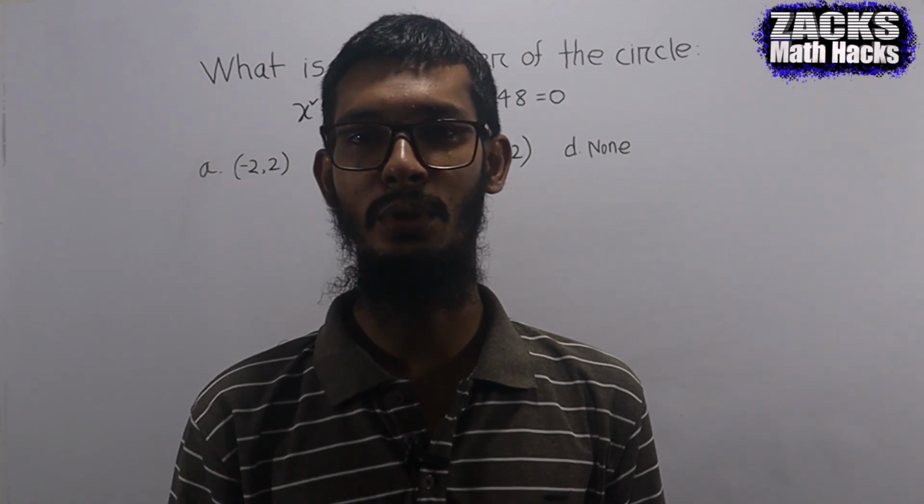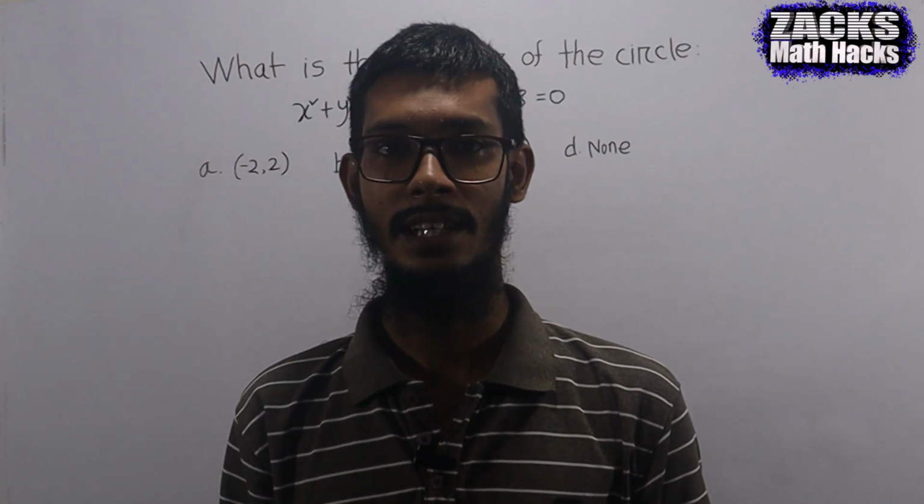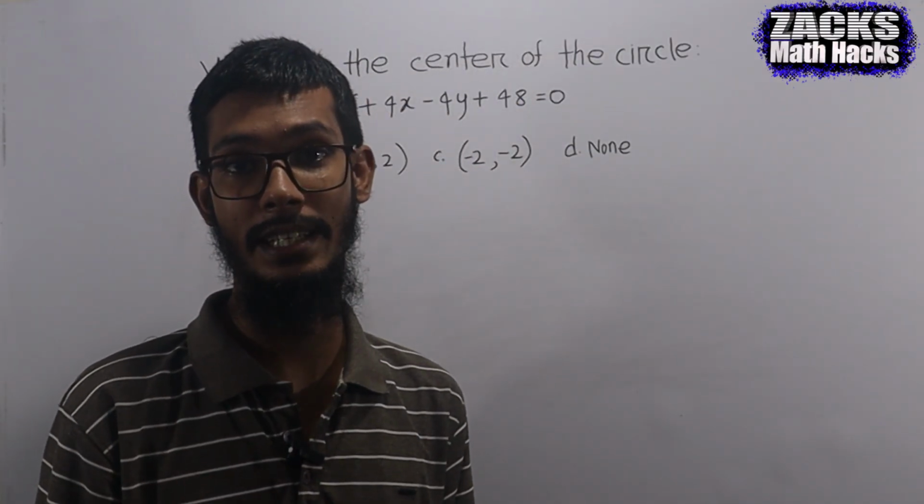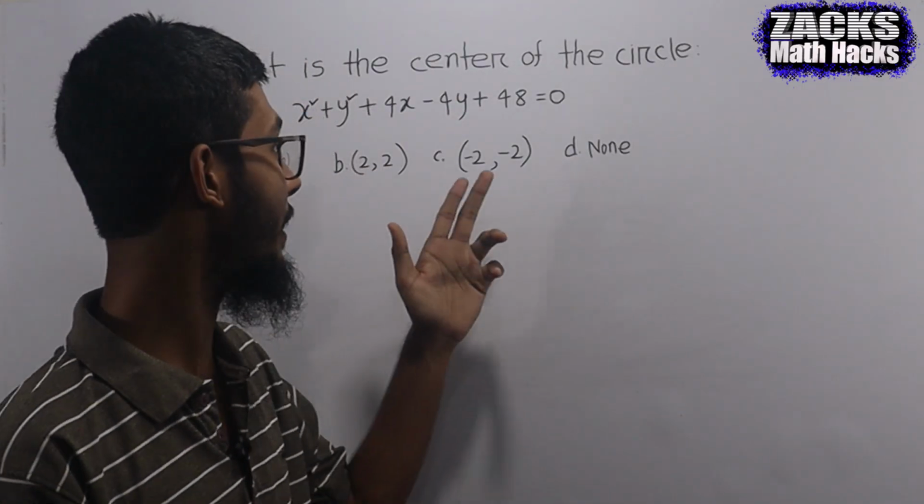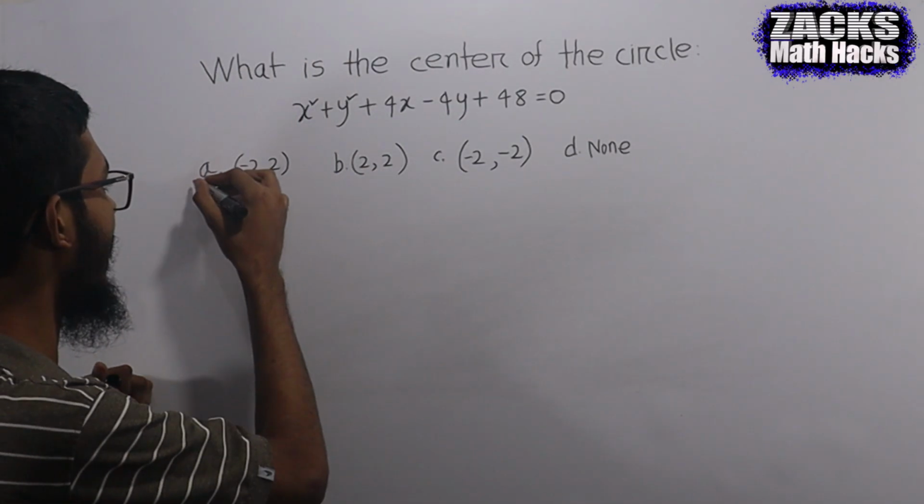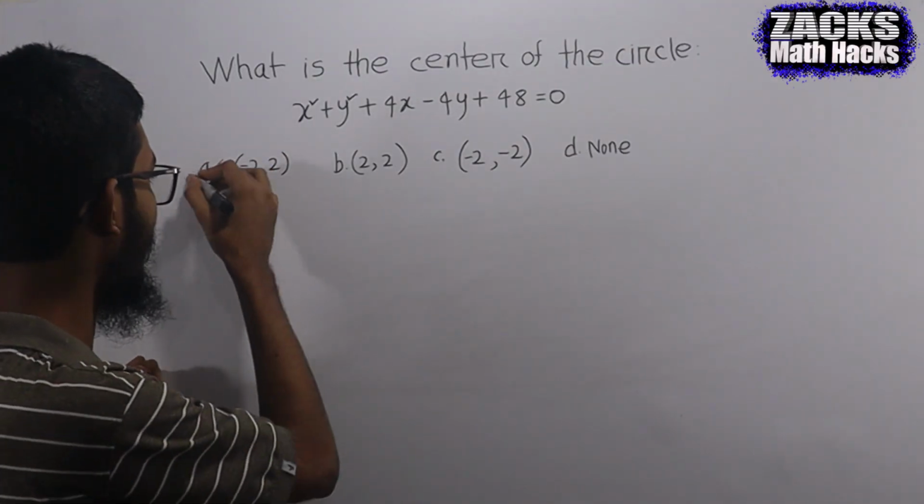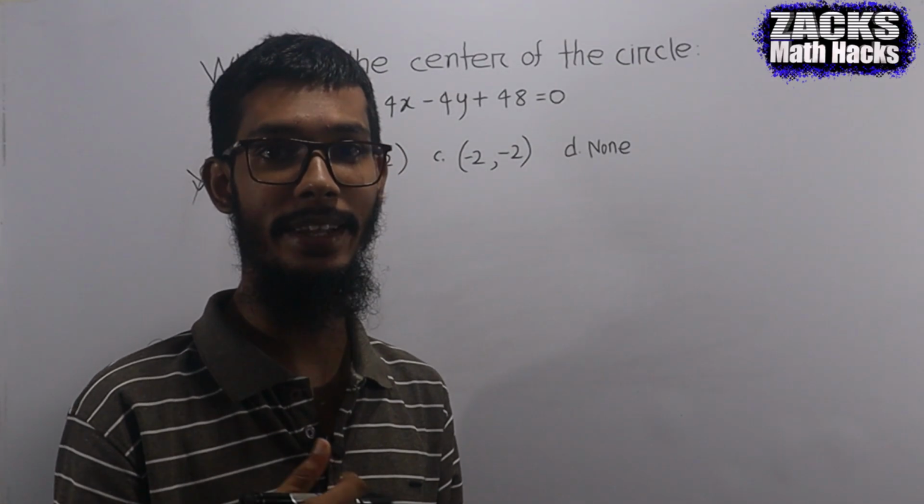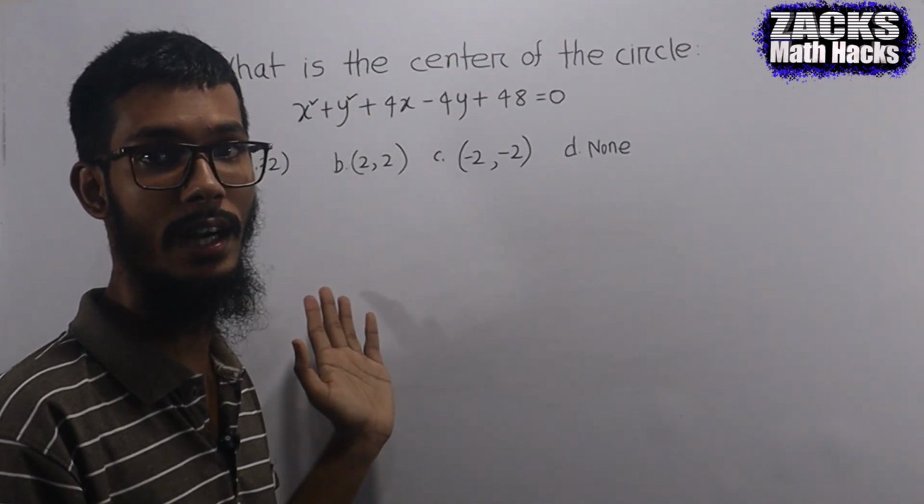I have a very simple question for you on circles. Here's the circle equation, and you have to find the center of the circle. Maybe just by looking at the equation, within a few seconds you will select this option. But boss, this is totally wrong. Don't think I'm telling you something wrong. Just let me explain why it's not correct.